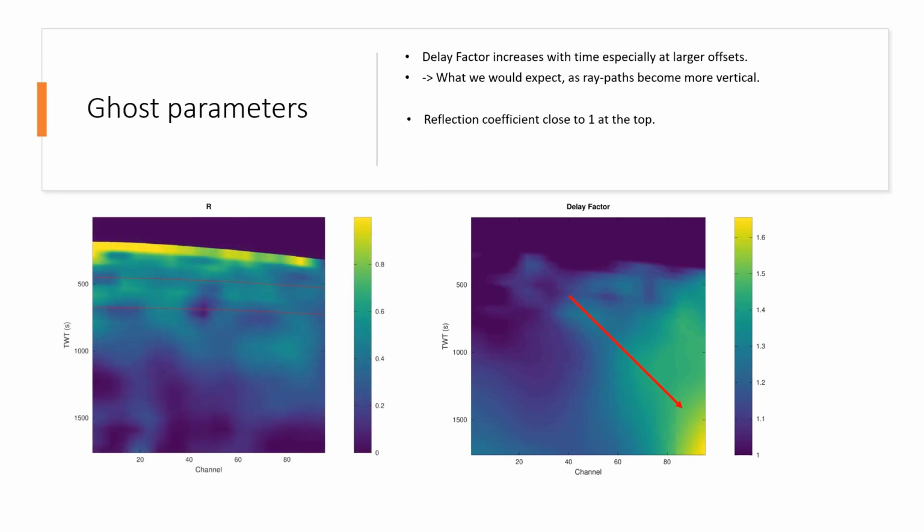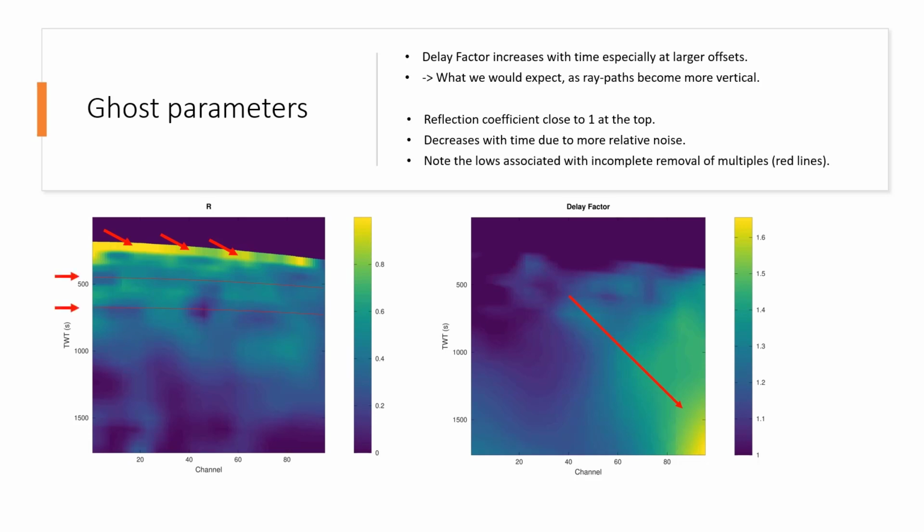And the reflection coefficient, you can see it's very close to 1 at the top, where we've got a nice clear signal, and it decreases as we go down due to noise, etc. And there's a bit of a decrease in the reflection coefficient, and that's where the multiples are coming in that hadn't been removed in this data set.